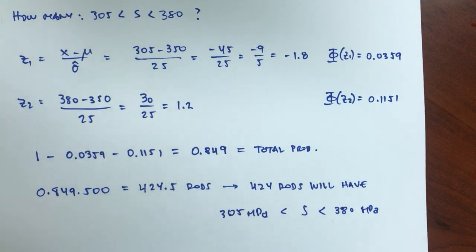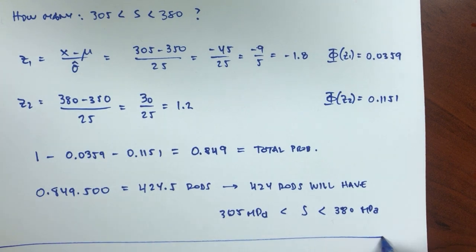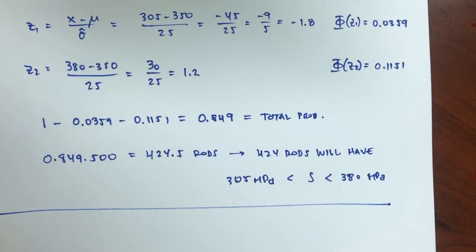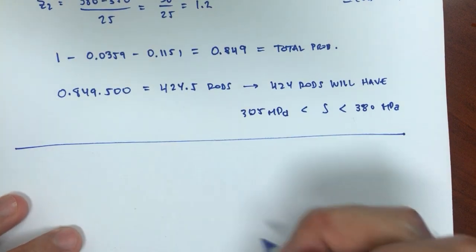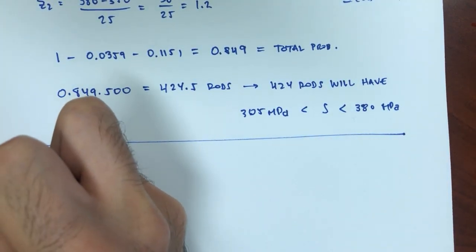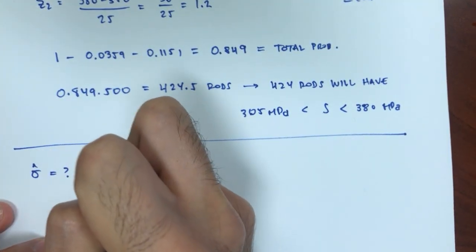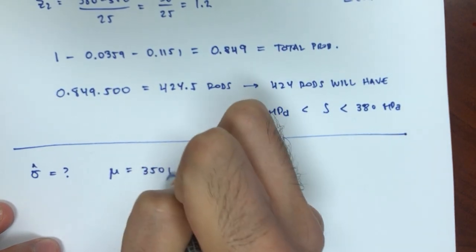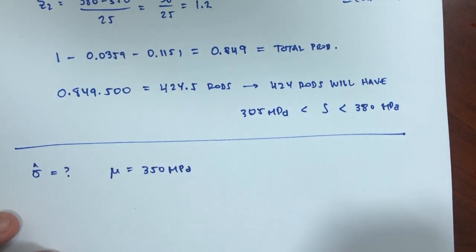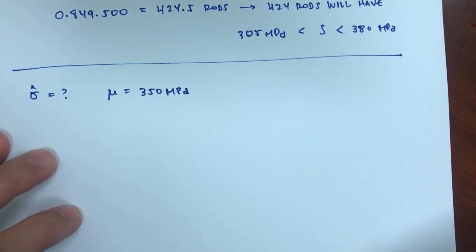Okay. Now let's do another one. Let's assume same material, but let's assume that I don't have the standard deviation. I bought the material, and they say, well, it's 350 megapascals, but of course there's going to be some uncertainty there, and I want to know what the standard deviation for that is.